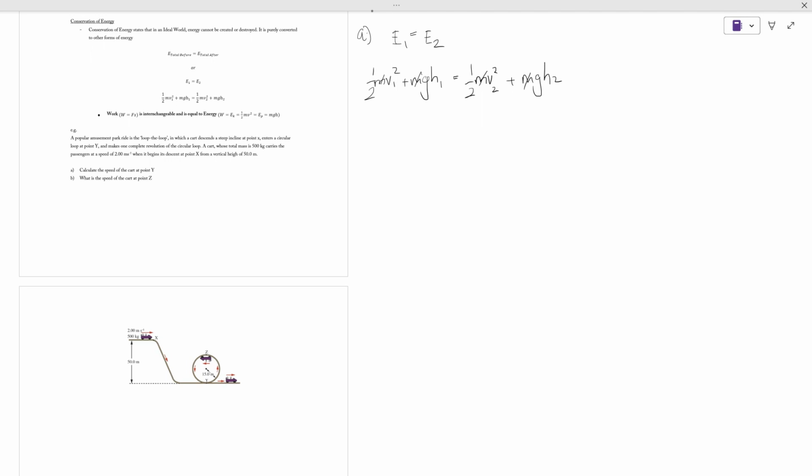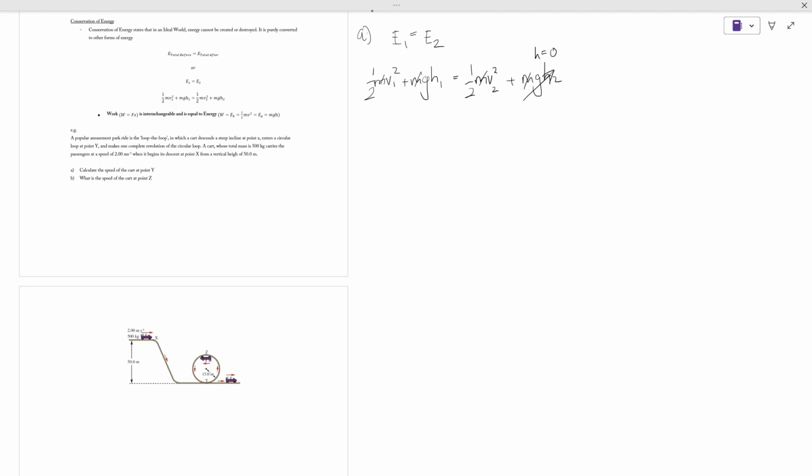Furthermore, at point Y, the height is technically 0 relative to the ground. So that means that this value here is actually 0, and anything multiplied by 0 is effectively just 0. So I'm just going to cross that out because h is equal to 0 at that point. Cool. So now we can start filling things out.